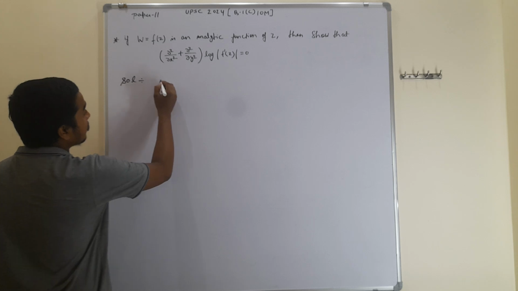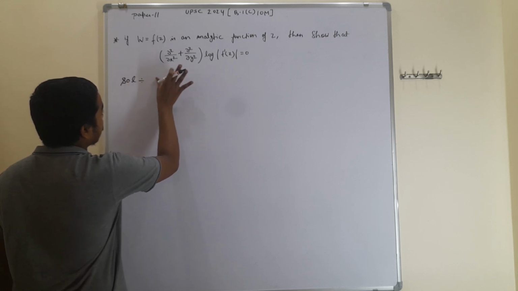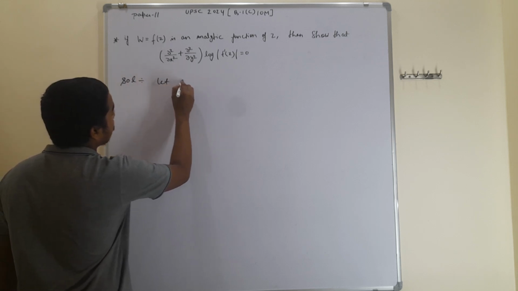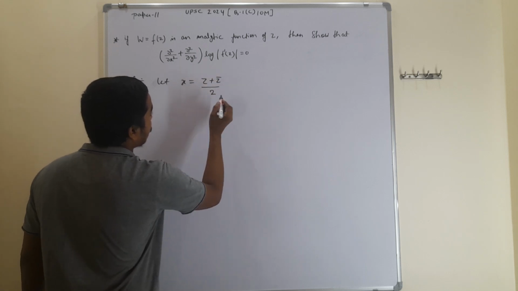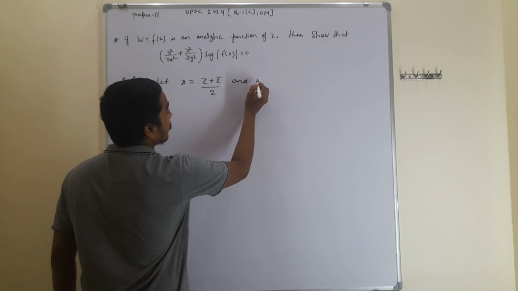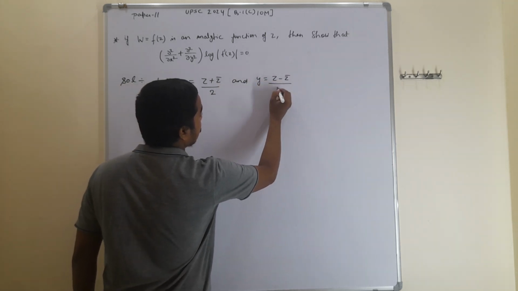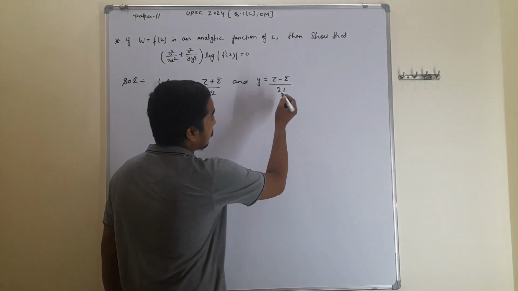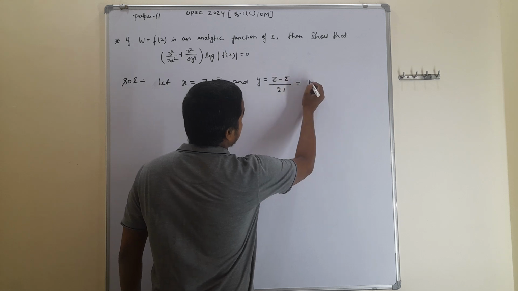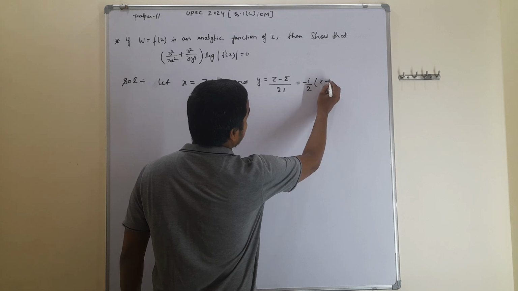First we take x = (z + z̄)/2 and y = (z − z̄)/2i. On multiplying numerator and denominator with i, this becomes −(i/2)(z − z̄).